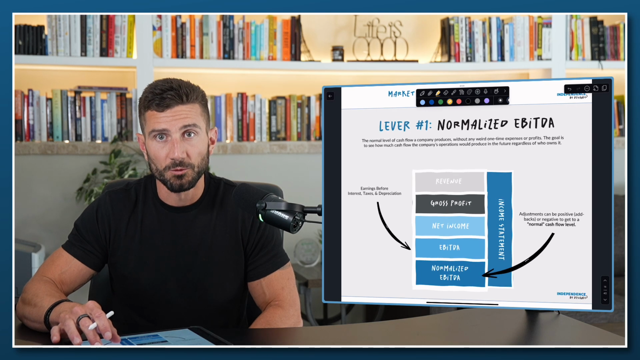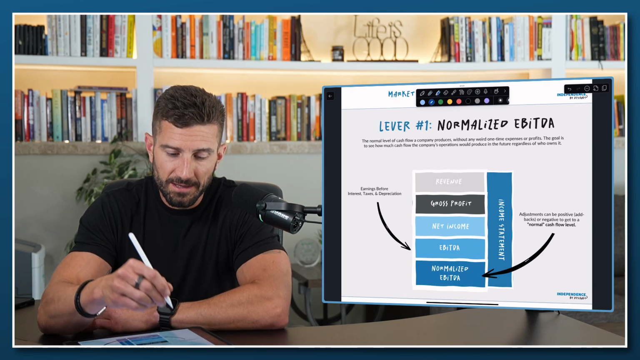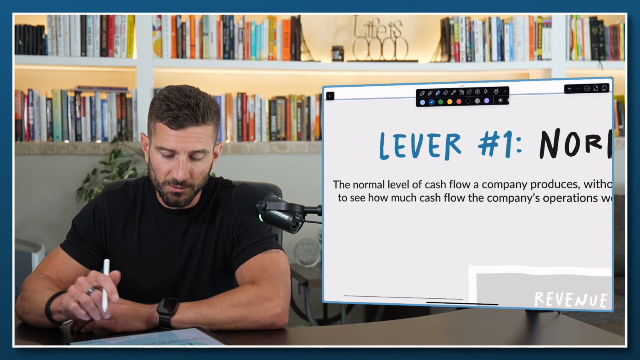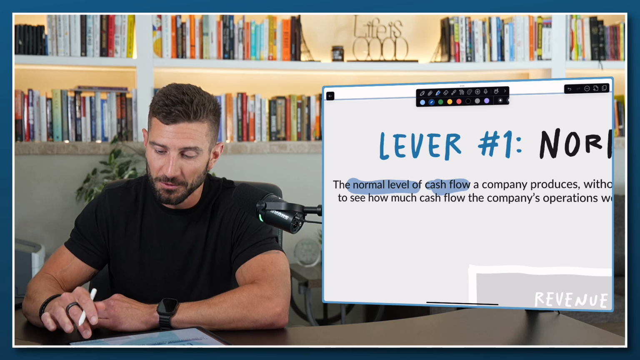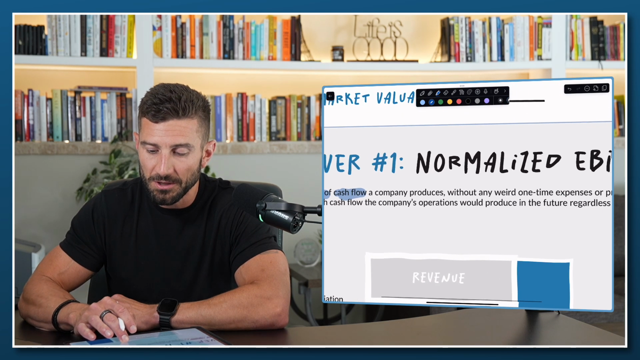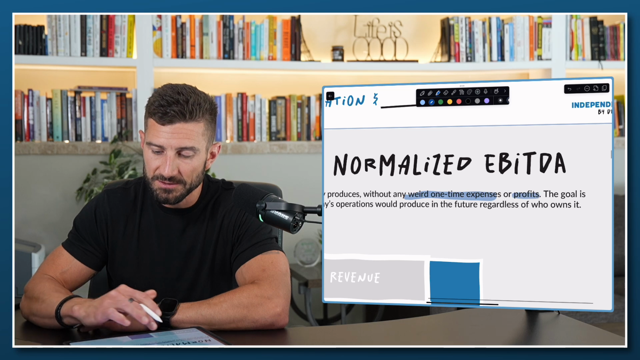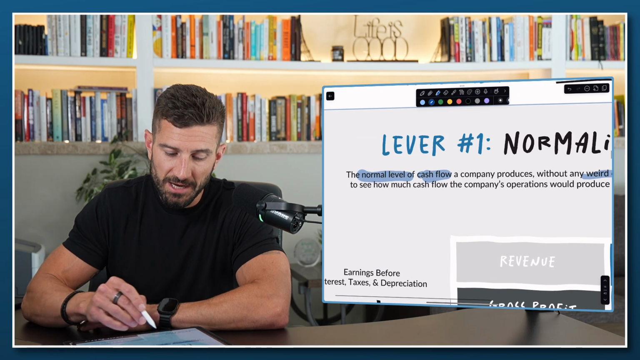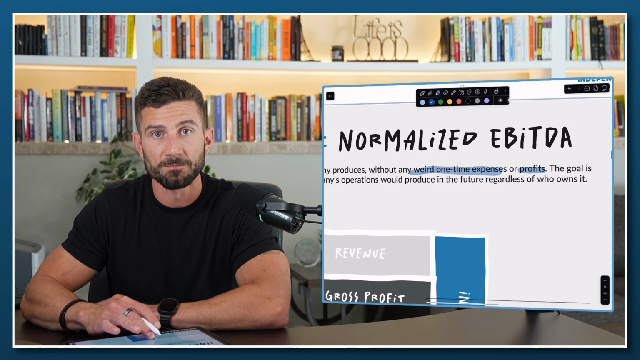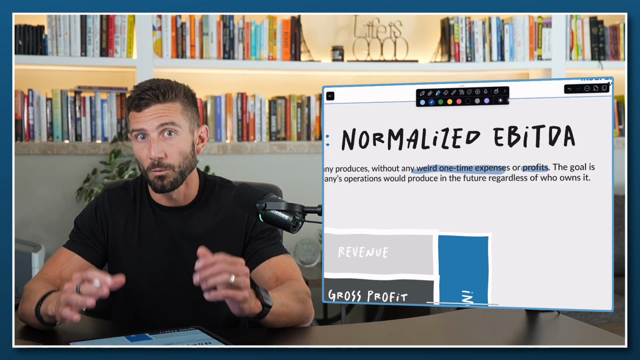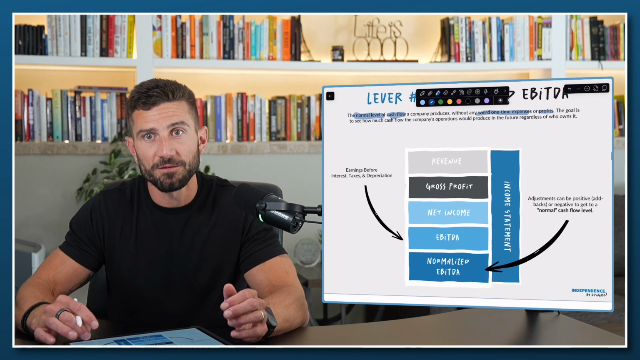So we're going to start with normalized EBITDA. Normalized EBITDA is the normal level of cash flow a company produces without any weird one-time expenses or profits. The goal is to see how much cash flow the company's operations would produce in the future, regardless of who owns it. If I wanted to buy your company, what's it earning without all the noise? So I'm going to walk through how we find normalized EBITDA.